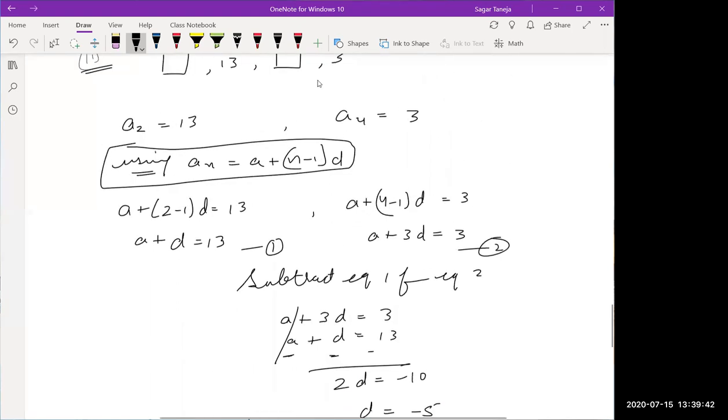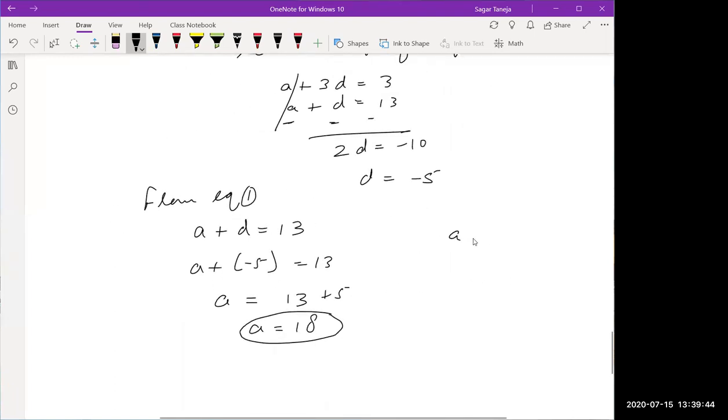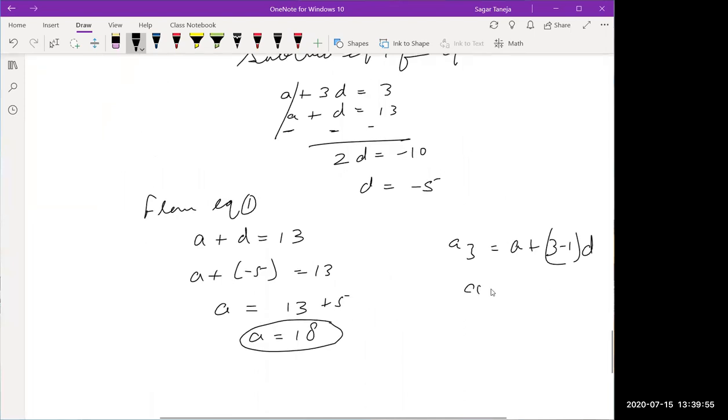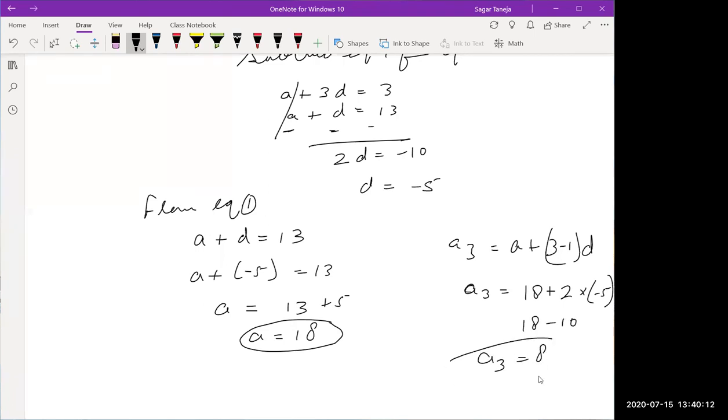And the rest, we have to calculate a3. So a3, we know that it can be written as a plus 3 minus 1 d. If you have written the formula one time, then there is no need to write the same formula again and again. So a3 is, we have calculated, 18 plus 3 minus 1, 2, and d is minus 5. So 18 minus 10, it is 8. So a3 is 8. Yes, you all are correct. a1 is 18 and a3 is 8. I hope this is clear.